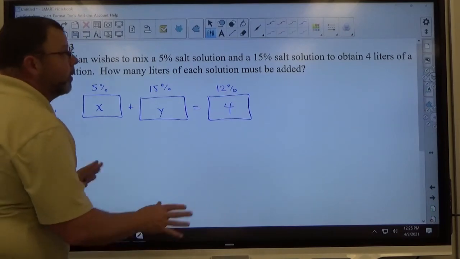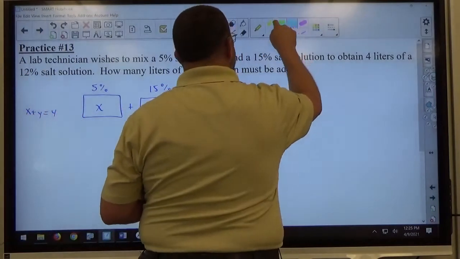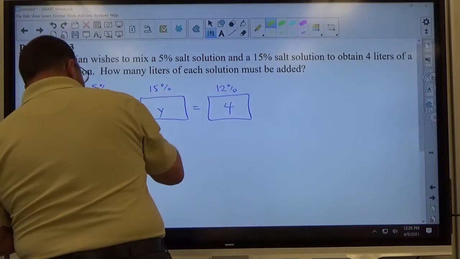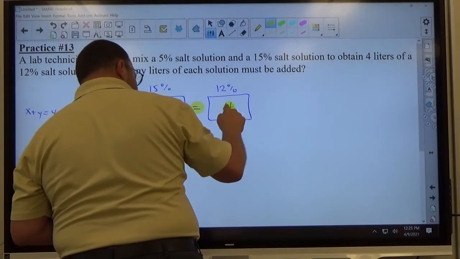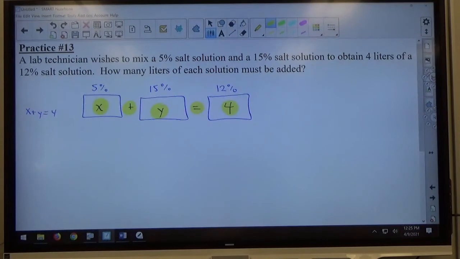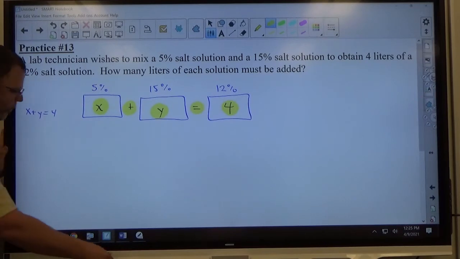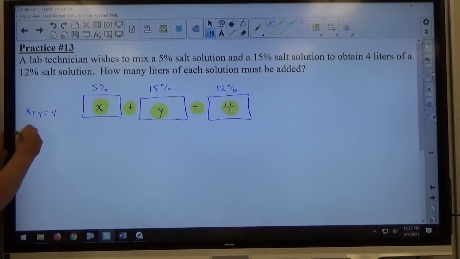Particularly, specifically, this plus this equals this. If you draw your boxes out, just the stuff inside the boxes is what's going to happen to make this equation. If X plus Y equals 4, what does Y equal?